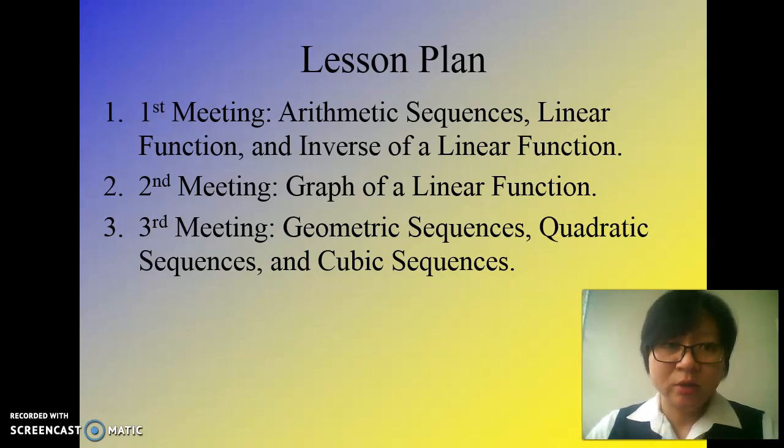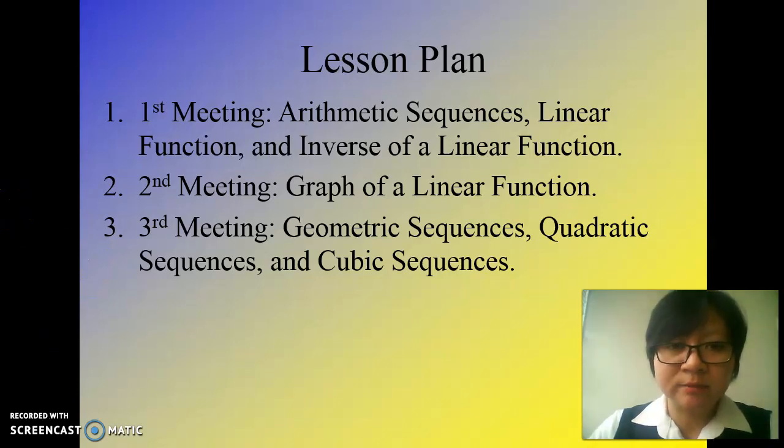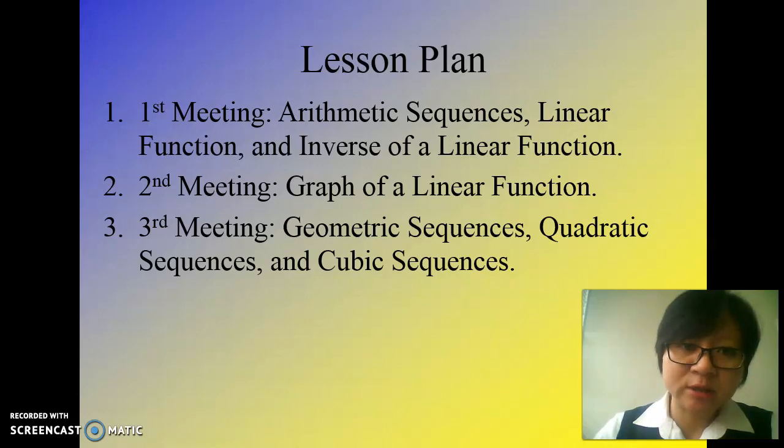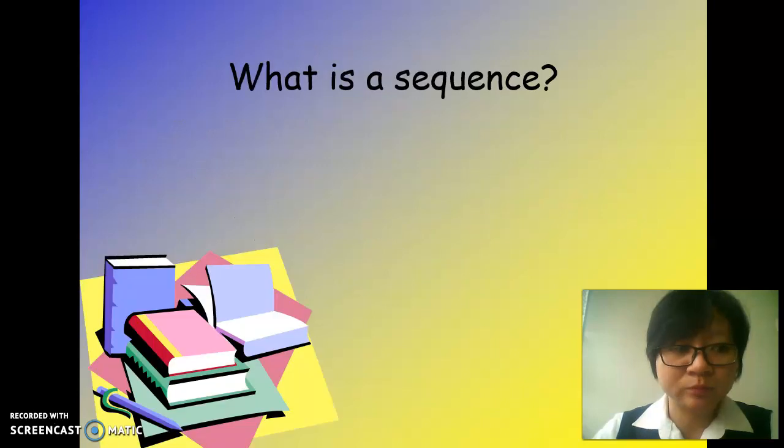As you can see on your screen, I have put my lesson plan here. On our first meeting, which is today, we are going to learn about arithmetic sequences, and then linear function and the inverse of a linear function. On second meeting, you are going to learn about graph of a linear function. On third meeting, you are going to learn about geometric sequences, quadratic sequences, and cubic sequences.